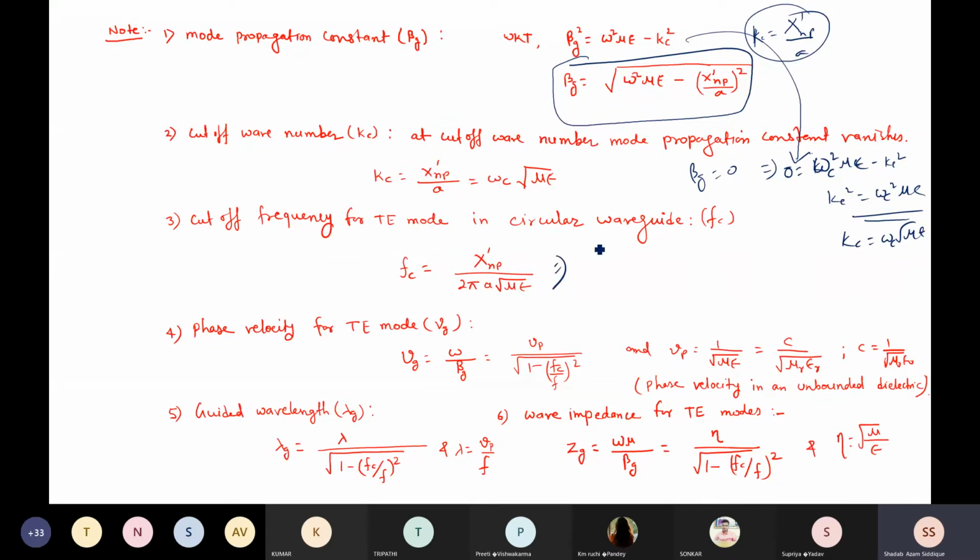How did we get this one? From the above equation, you can see kc can be written as omega c square root of mu epsilon. So from this equation we can also find out omega.